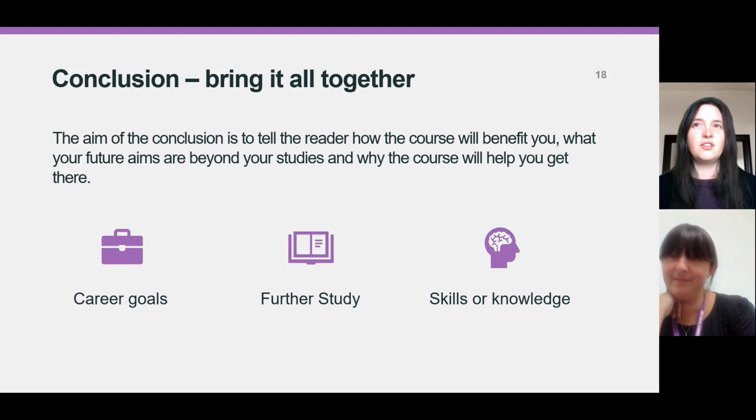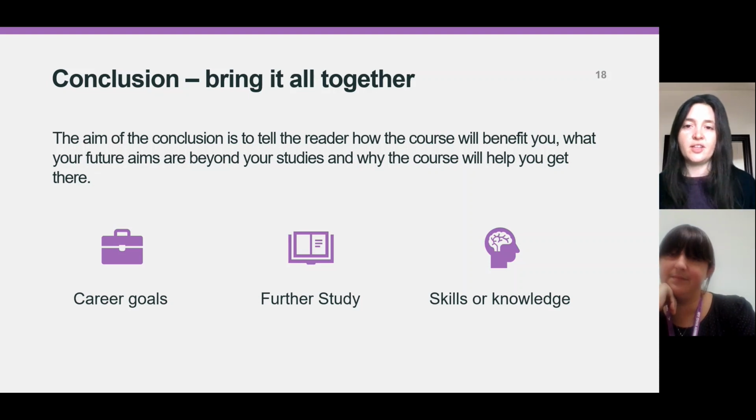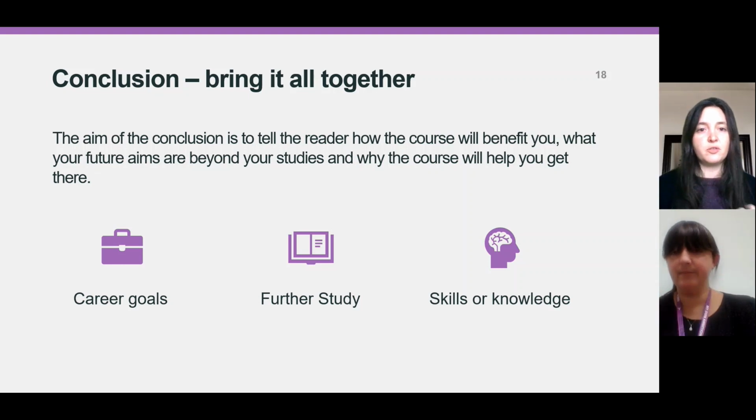Hopefully you're already familiar with that concept from writing essays as part of your coursework or assignments, homework, that the conclusion is not any new information, but bringing together stuff that you've already said. So really the purpose of it is to reinforce why they should pick you as a student, and you do that by highlighting some of the things that the course is going to give you, basically. So is there a specific career that this course is going to help you get to? That could be through specific training.